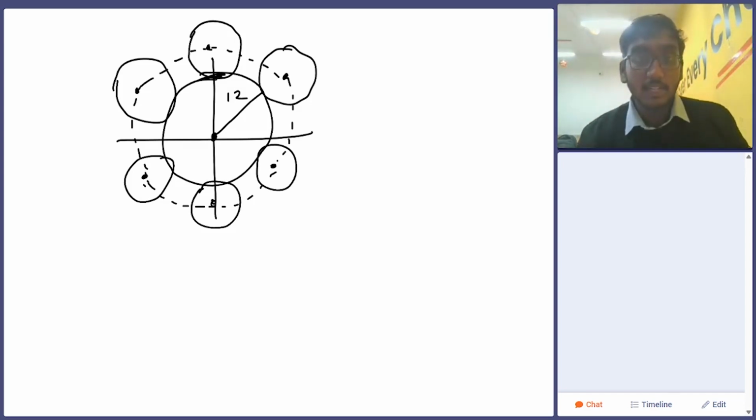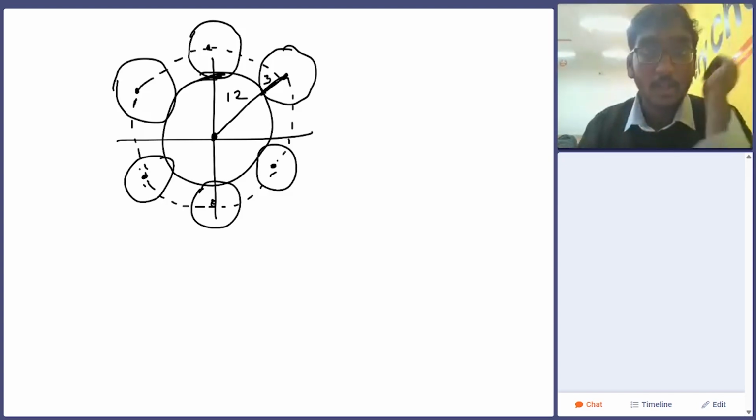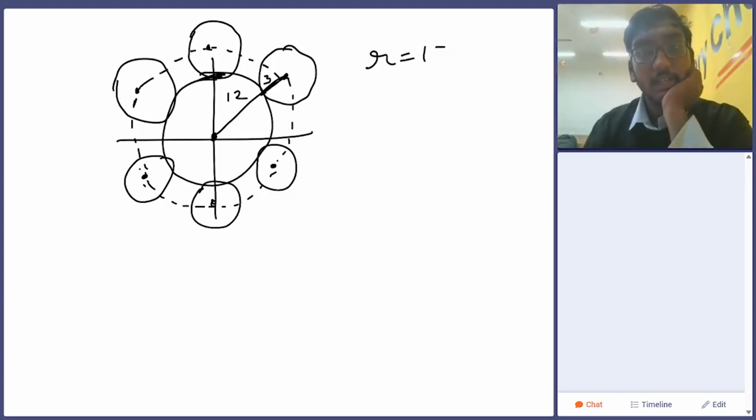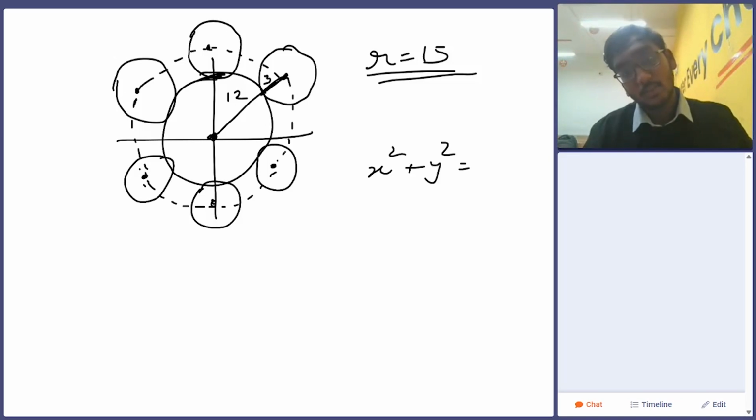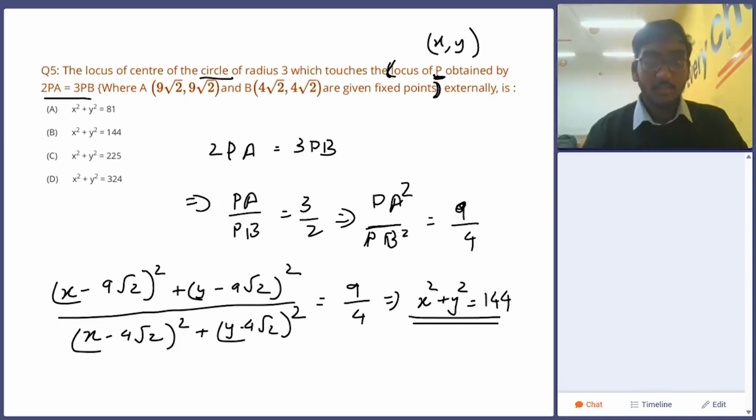And what will be the radius of that? It's given in the question that the radius of the circle which touches the primary circle externally is 3 units. That means this length is 3. So what will be the radius of this dotted circle? r will be 15 for the dotted circle, and it is also centered at the origin. So what will be the equation of that circle? It will be x² plus y² equal to 225. That will be the equation of the circle, in option C.